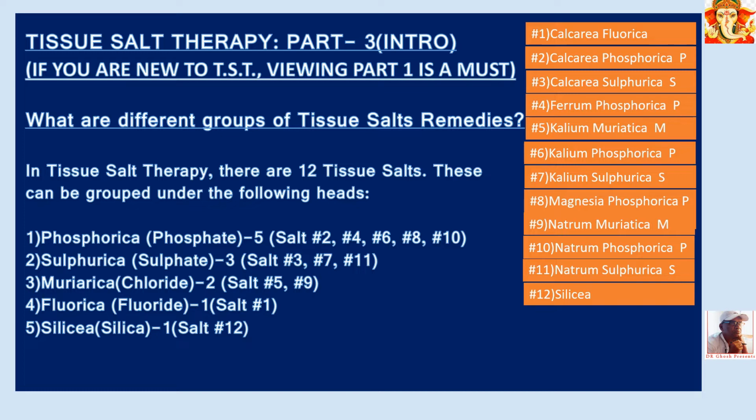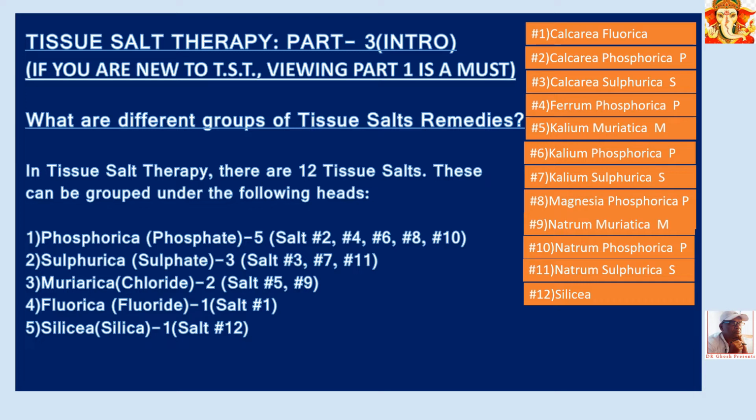What are the different groups of tissue salt remedies? In tissue salt therapy, there are 12 tissue salts. These can be grouped under the following heads. Number 1, phosphorica or phosphates. There are 5: salt number 2, salt number 4, salt number 6, salt number 10, salt number 8. All 5. Sulfurica, sulfates, 3: salt number 3, salt number 7, salt number 11.